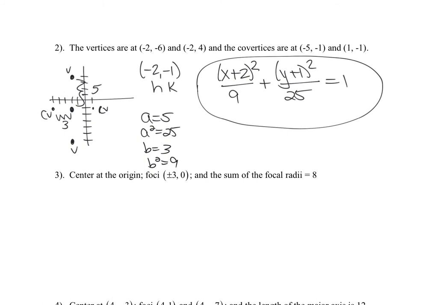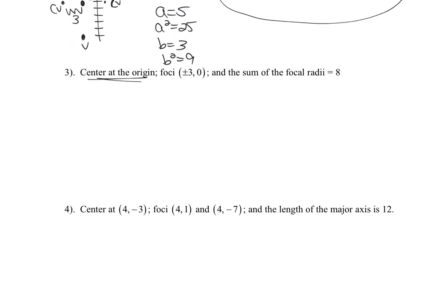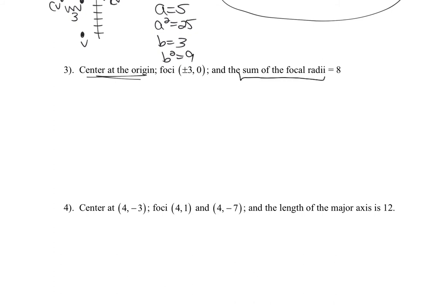As I go down to number 3, now I'm giving you the foci and the sum of the focal radii centered at the origin. So first, let me just point out that this right here is what tells me it's an ellipse, because that is the definition of the ellipse itself. So I am centered at the origin, so there is my h and k, so I should actually be able to go right to x squared over something plus y squared over something is equal to 1.